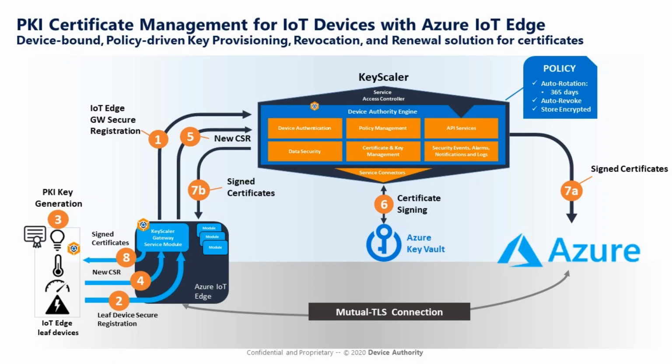After step 6 is completed, we have our certificate signed. We push that certificate to the Azure service, for example, DPS, to enroll the device or IoT Hub. When the enrollment or provisioning is completed, we send the signed certificate down to the gateway, and the gateway then delivers the signed certificate to the leaf device.